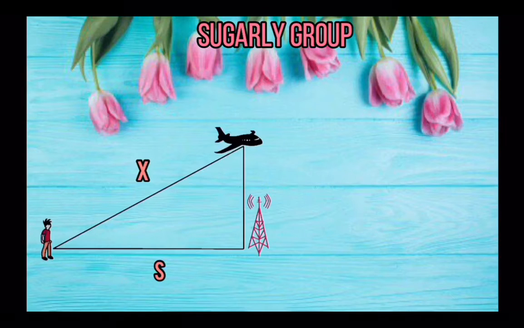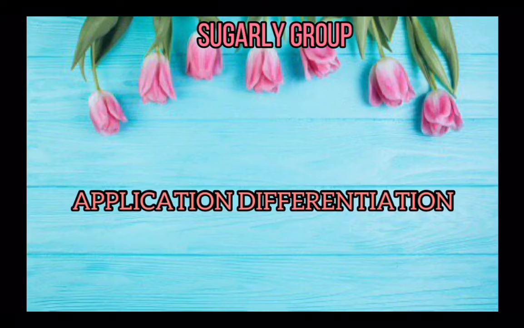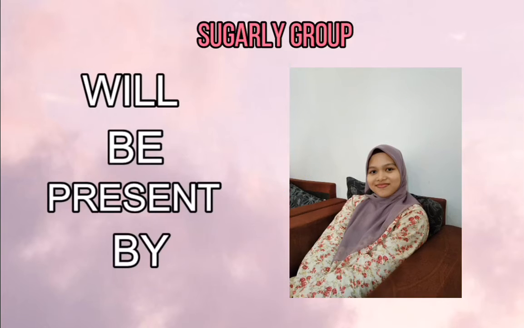Why does this question use application of differentiation? Because from the diagram, we know the distance between the person and the airplane, and the distance between the person and the place on the ground directly below the airplane are changing. From this sentence, the keyword is changing. So, the best method to solve this question is using application of differentiation. And the last part will be presented by Nur Hanisa.